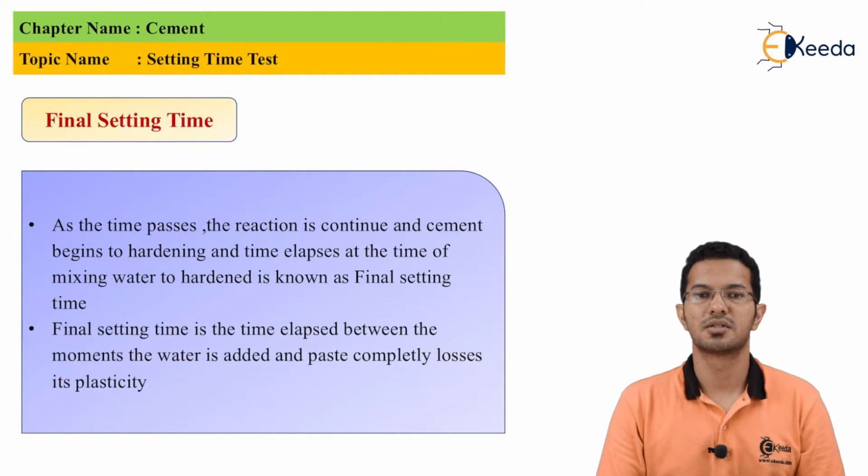As the time passes, the reaction is continuous and the cement begins to harden. And the time elapsed at this point of mixing water to harden is called as final setting time. The final setting time is the time elapsed between the moment the water is added and the paste completely loses its plasticity.